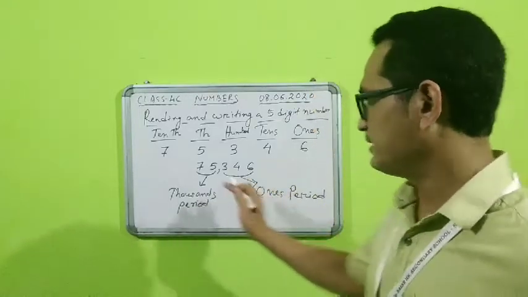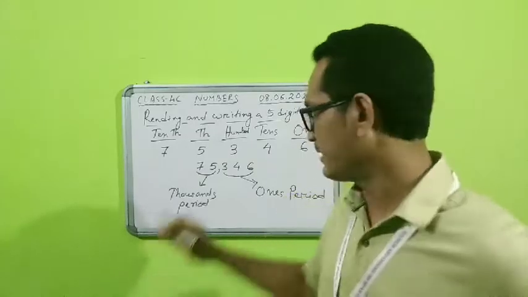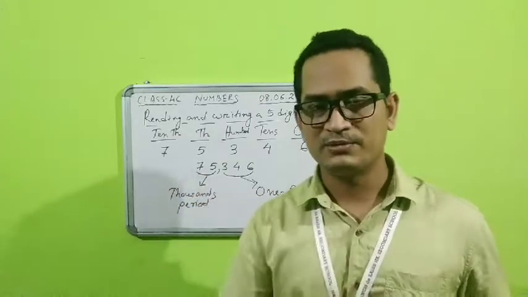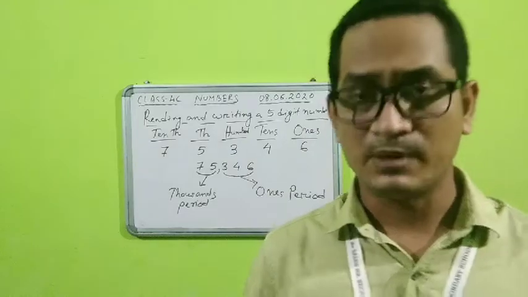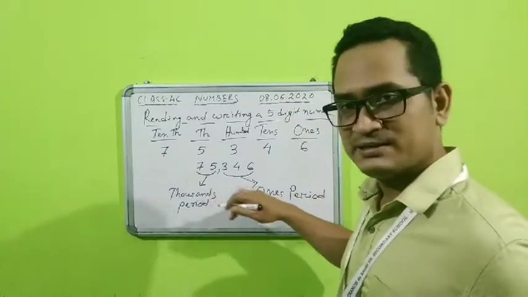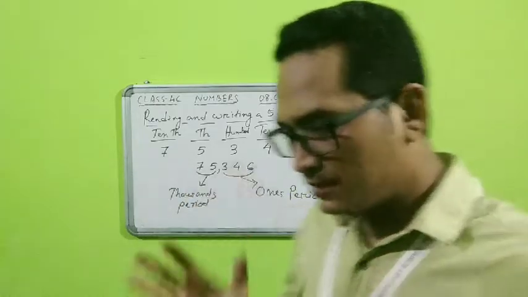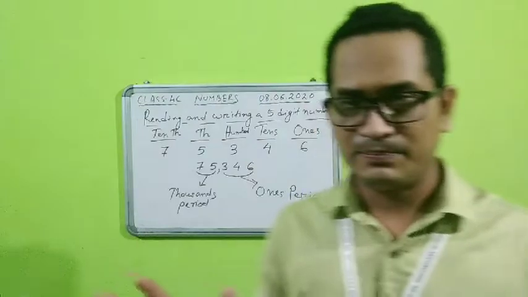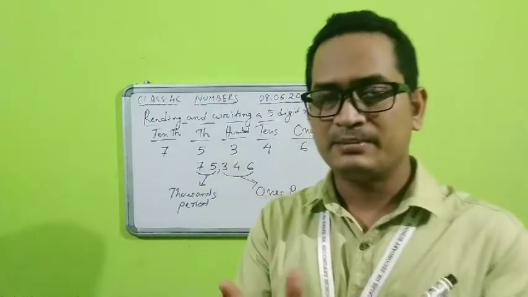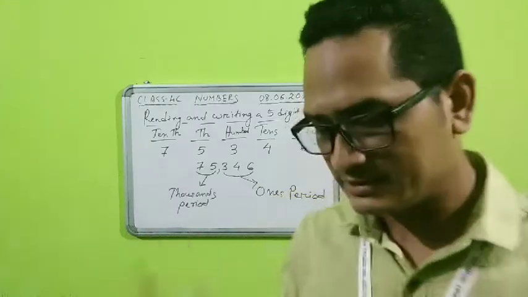One house is ones spirit, another house is thousands spirit. So they are completely different. That's why I am putting a boundary here, and that boundary we can show by putting a comma. So this period is known as ones, this three digit together, and this two digit together we call thousands. Now when you separate them by their periods, it is very easy to read the number. How? Let us see that.